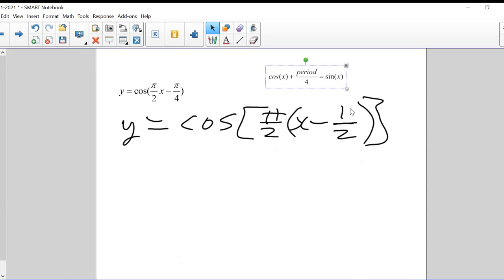You have a cosine function. I want to make it into a sine function. Over to you, everybody. Take a couple of minutes and get that done.